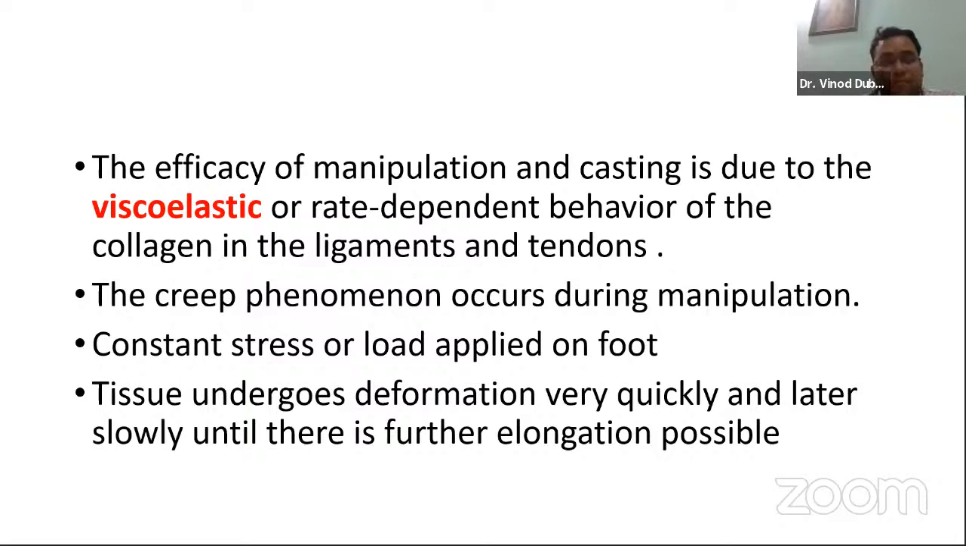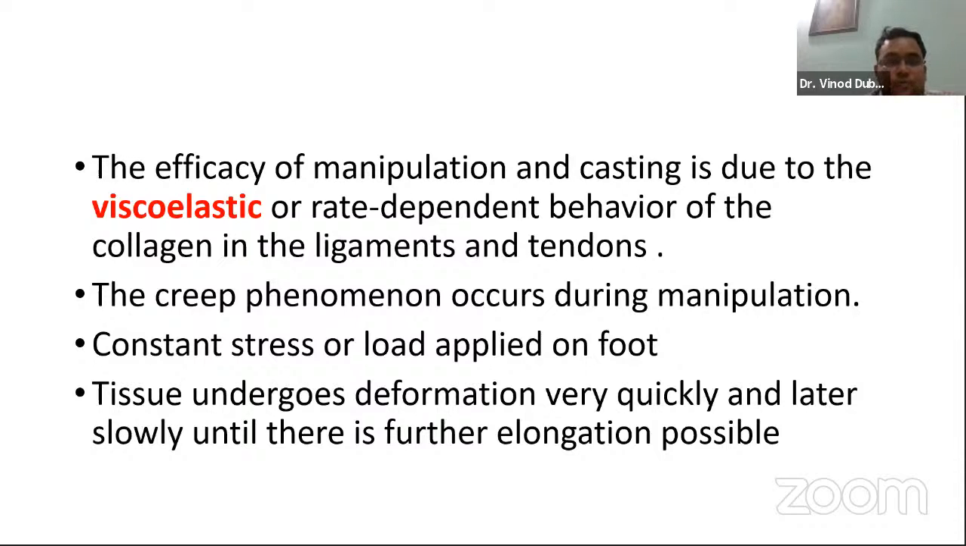So there are a lot of people who ask why weekly, why after 1 week, why not after 1 day, why not after 10 days or 2 weeks, 3 weeks. There is a science behind it. The efficacy of manipulation and casting is due to the viscoelastic property of the ligaments and tendons. The ligaments and collagen are elastic. That is why we say that the younger the child, the higher the chance of correction to a normal foot. As the child grows older, this viscoelastic property of the ligament goes down. Therefore, a child who is 5 or 6 years old has less chance of getting full correction compared to a child who is 1 month old.